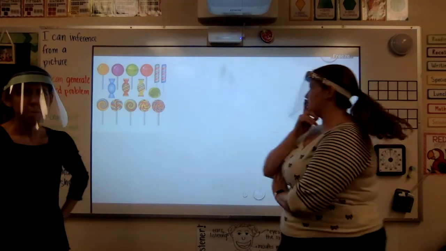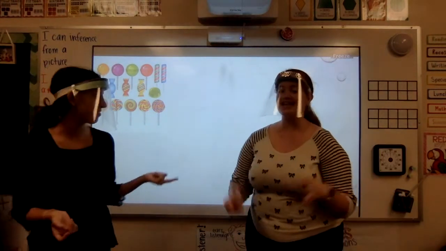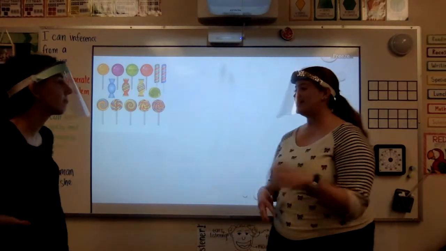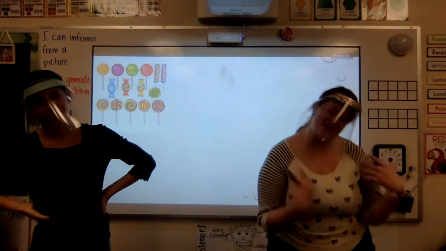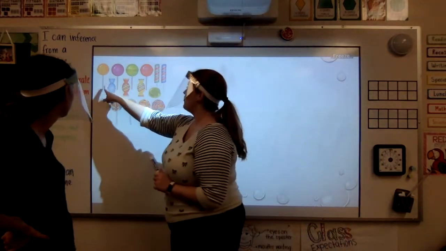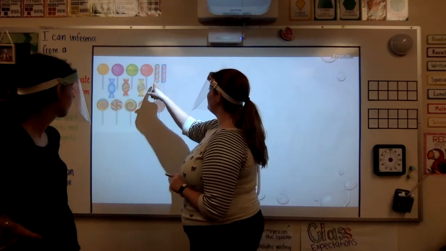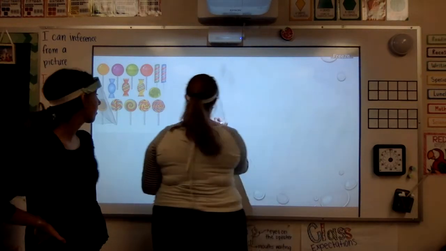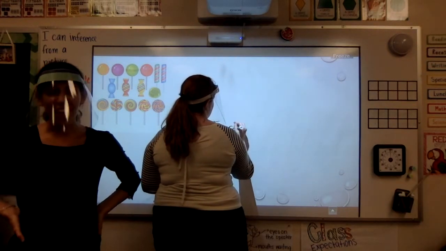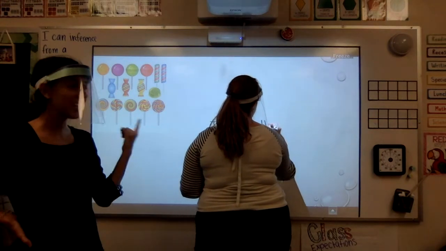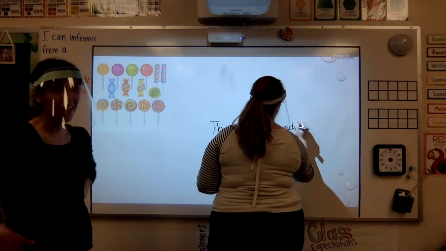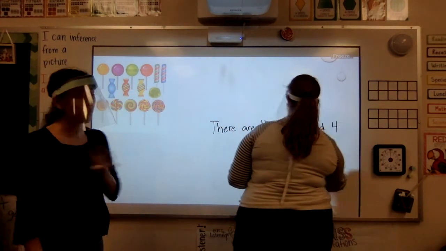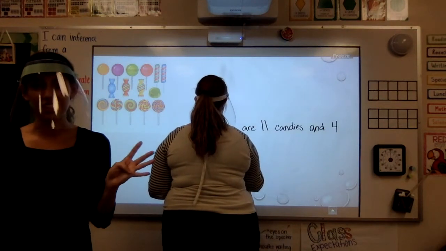Well, let's think. What word problem could we do? Oh, I really like that some of the candies are on a stick and some of them aren't. So I think I'm going to do candies on a stick plus the candies that are not on a stick. So let me see. There's 1, 2, 3, 4, 5, 6, 7, 8, 9, 10, 11. Wow, that's a lot. So there are 11 candies on a stick. And then I have to count the number that aren't on a stick. So we have 1, 2, 3, 4 that do not have a stick.